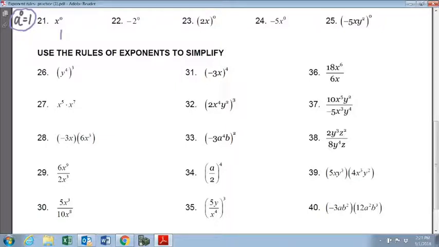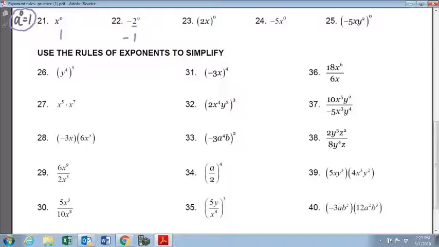So we know any base to the 0 power is 1, so that one was the easy one. Now be careful on number 22. The 2 is your base, and so 2 to the 0 power is 1, and then we're going to have to apply the negative to that. So again, the negative is not part of the base. Whatever you get when you take 2 to the 0 power, you're going to make that negative. Another way to think of it is you're basically multiplying 2 to the 0 power times negative 1.